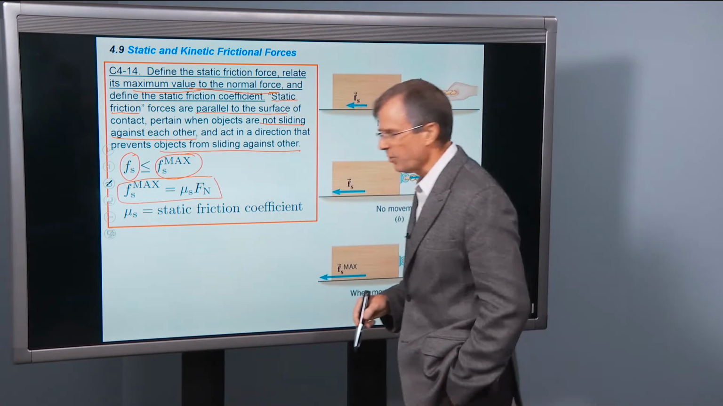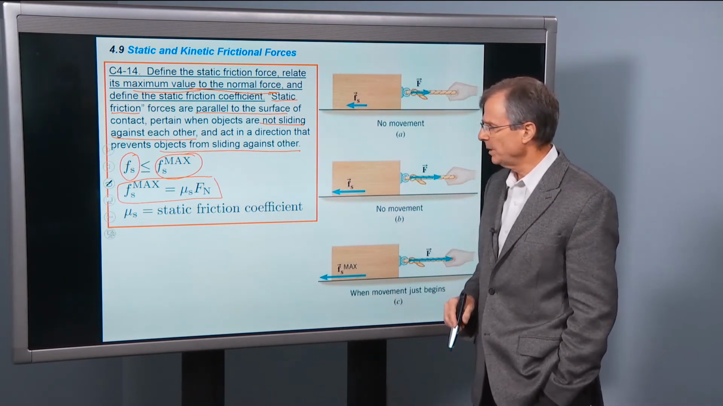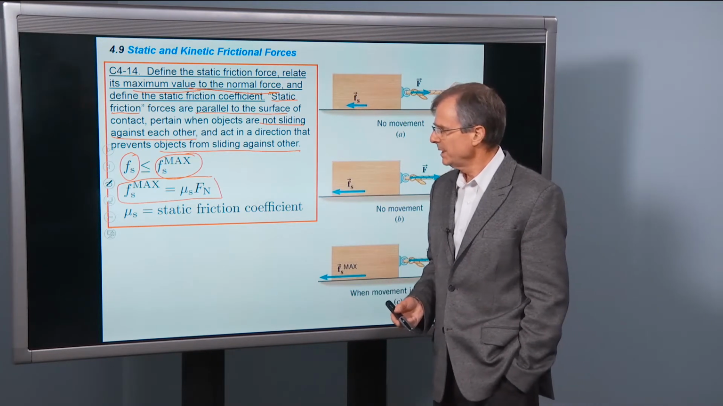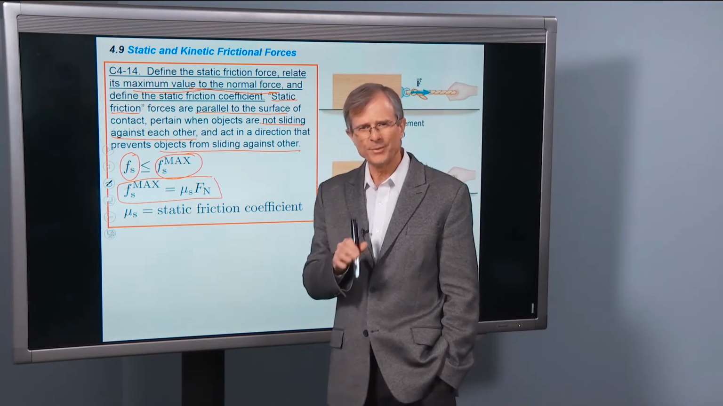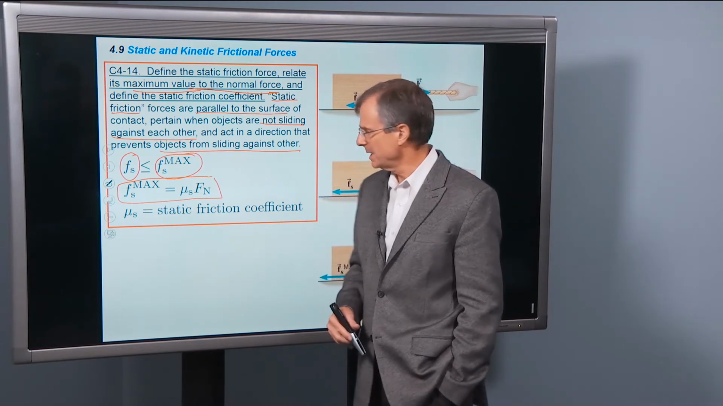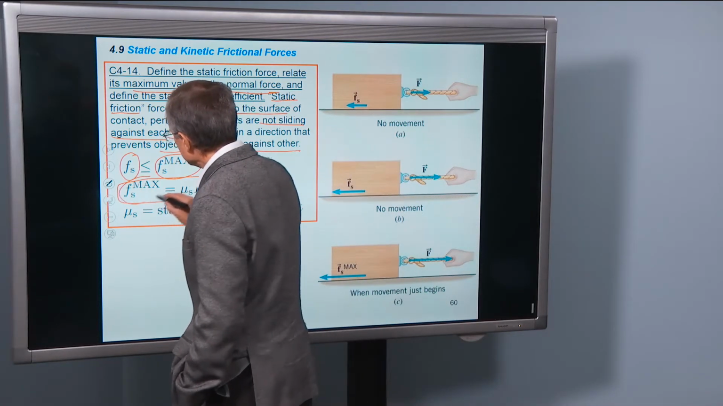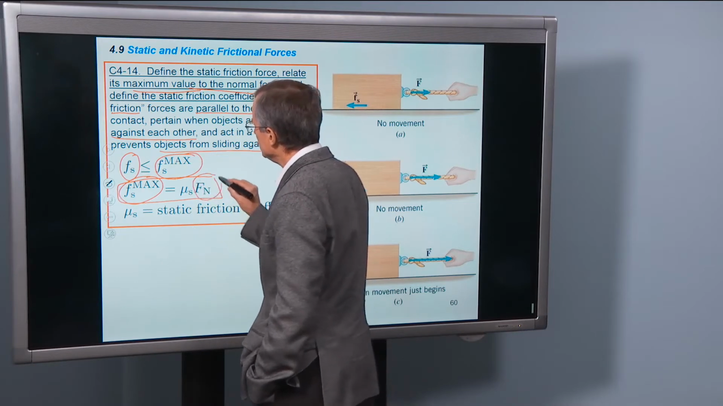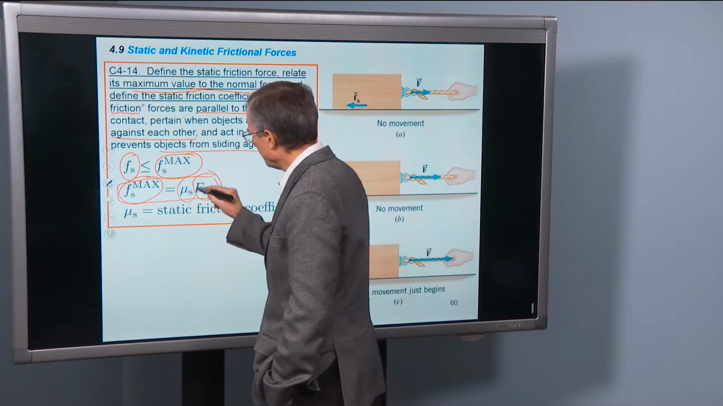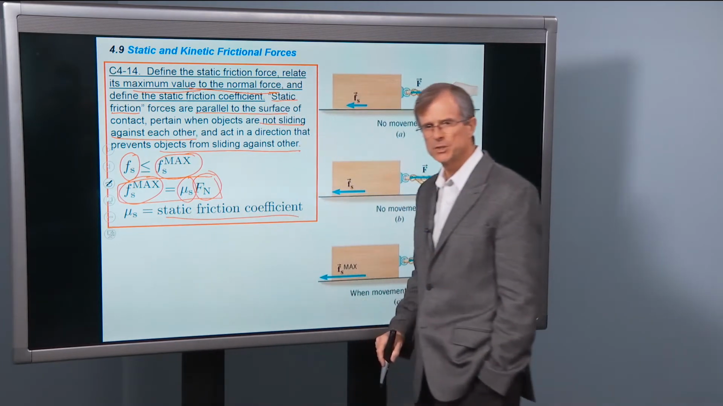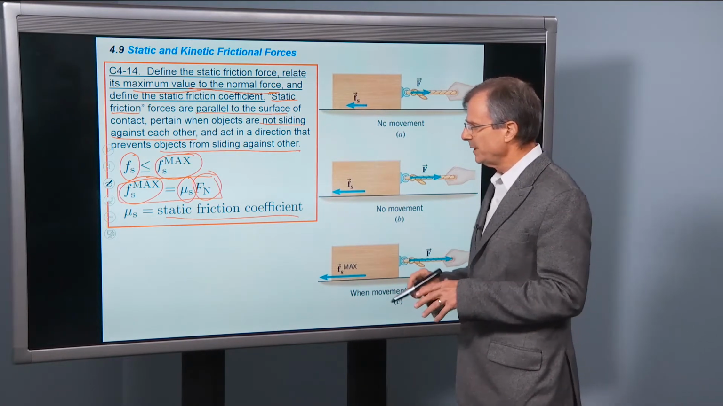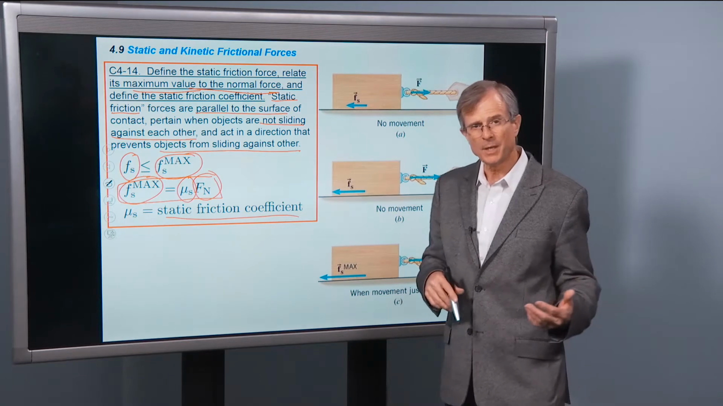Now this equation is approximate. It works quite well in many situations. It doesn't work in all situations, but it gives a good physical feel for what the maximum static friction force does. This maximum static friction force is proportional to the normal force, F sub n. And the constant of proportionality is called the static friction coefficient. And that static friction coefficient depends on what materials you're talking about.